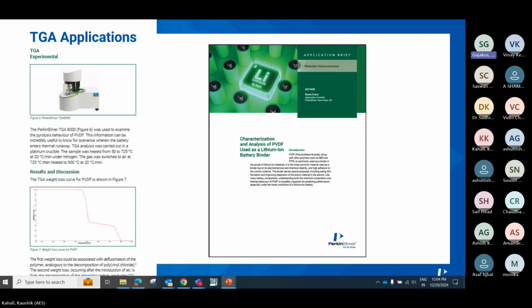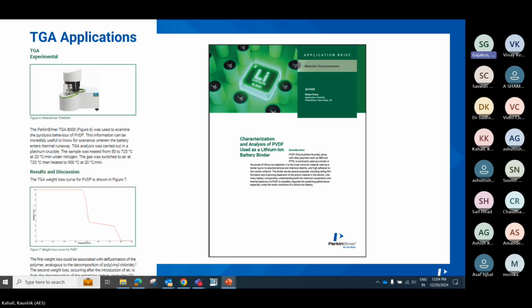Okay, and from the thermogram you can see it is showing two weight losses. So the first weight loss we are seeing here, after 400 degrees centigrade, is mostly from the defluorination of the polymer. So it is kind of analogous to the decomposition of polyvinyl chloride, which we call as PVDF. And the second weight loss occurs after the introduction of air.